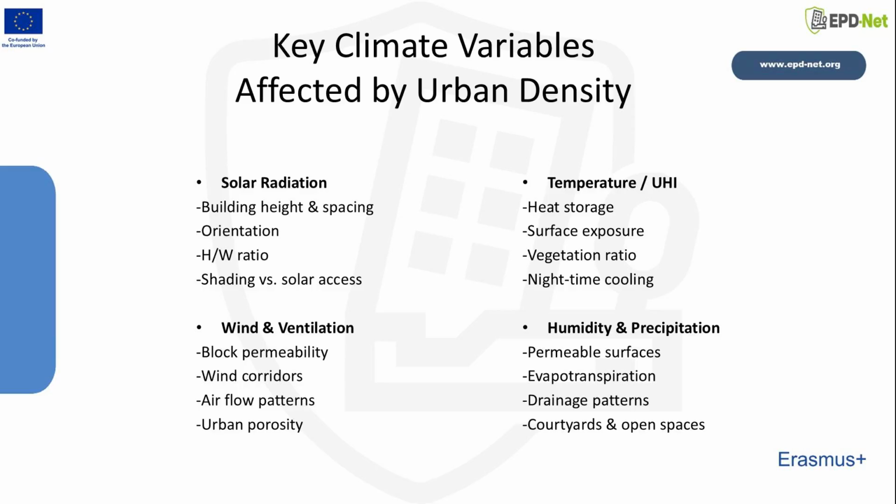Urban density influences several key climate variables, and understanding these relationships is essential for climate-responsive design. First, solar radiation is strongly shaped by urban form. Building height, spacing, and orientation determine how much sunlight reaches streets and facades. The height-to-width ratio of streets affects shading patterns, while excessive obstruction may reduce solar access in colder climates or increase overheating in warmer ones.